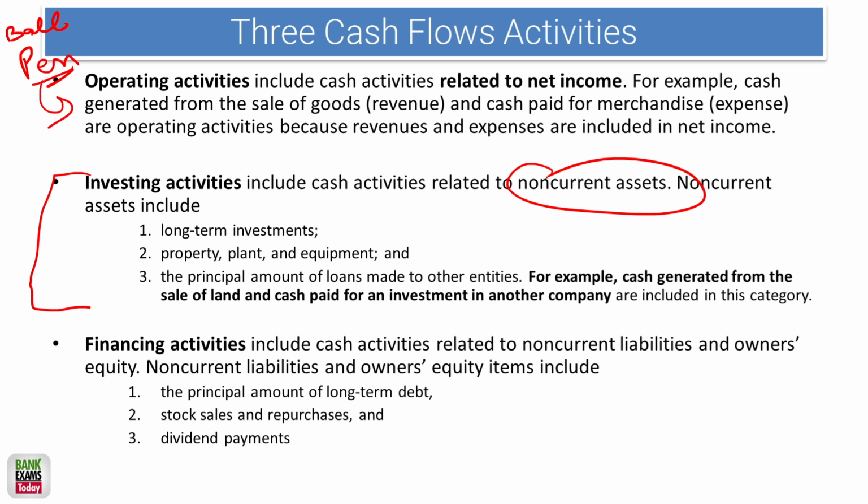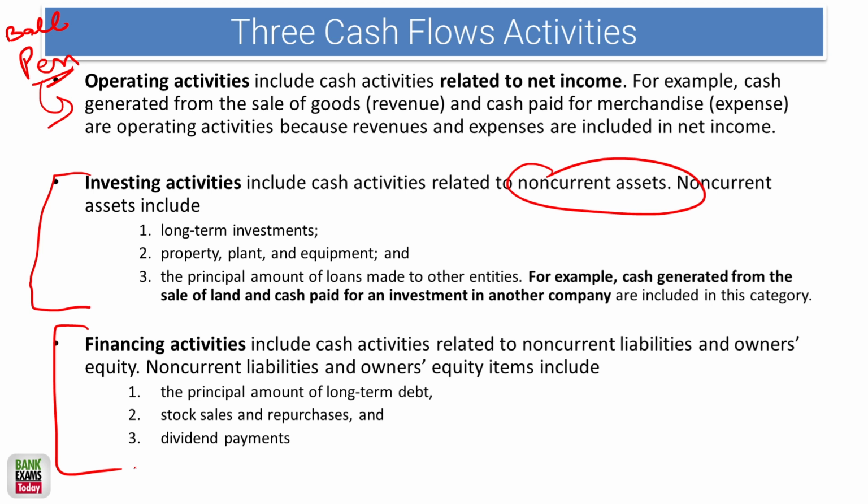Now the last one, the financing activity. To run your business, you need capital. So the activities that are related to that are financing. You are paying the interest, you took a long-term loan, the stock sales, the dividend payment, all that is part of financing activity. So these are three kinds of cash flow activities: operating, investing, and financing.